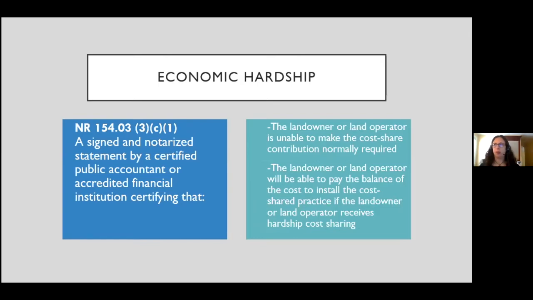NR 154 provides the information that must be included in the application from the landowner to the grantee in order to evaluate whether economic hardship exists. Either a certified public accountant or an accredited financial institution must certify that the landowner is unable to make the 30% cost share contribution, which is normally required, but is able to make the 10% cost share contribution. A link to NR 154 can be found on the TRM grant website.